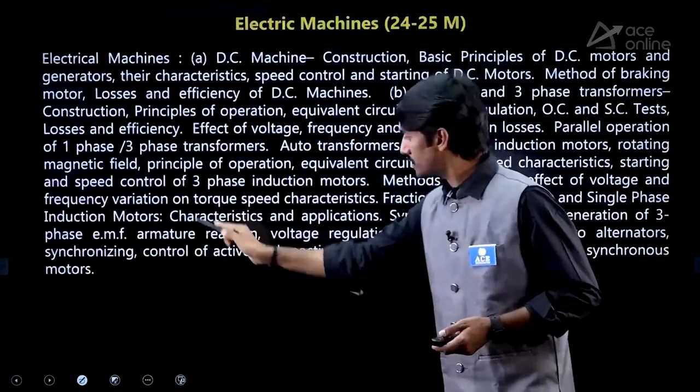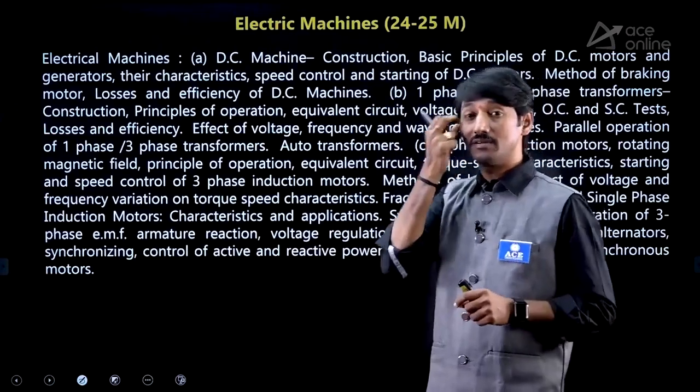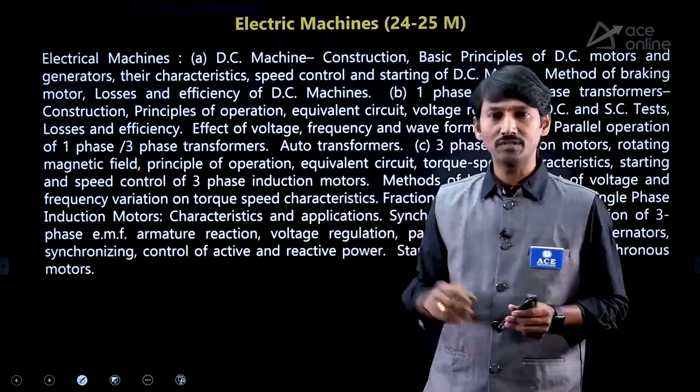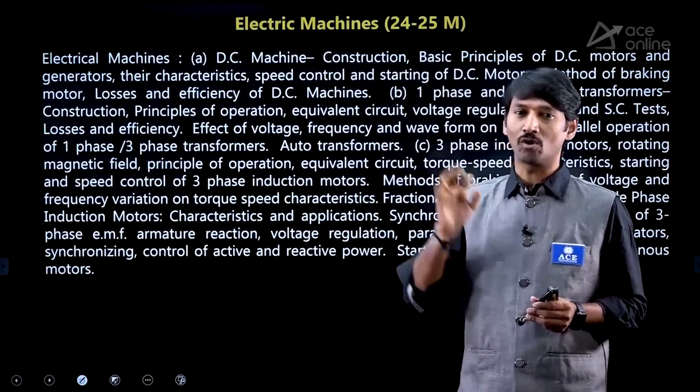And coming to the next subject, electrical machines, 24 to 25 questions we can say approximately. So this is the syllabus. Simply say, electrical machines means there are generally 4 types of machines. Transformer, that is a static machine. In the rotating machines, DC machines, induction machines, and synchronous machines.